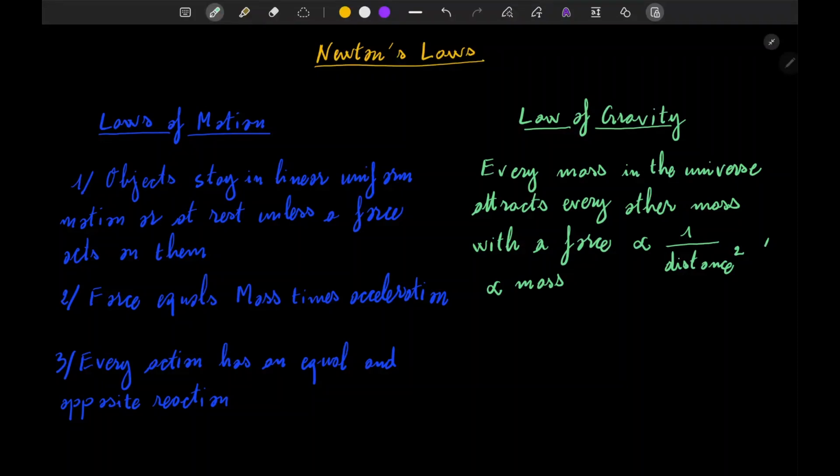The first law of motion: objects stay in linear uniform motion or at rest unless a force acts on them. The second law states that the net force equals mass times acceleration. Third, every action, which is a force, has an equal and opposite reaction, which is also a force. The law of gravity, or the universal law of gravitation, asserts that every mass in the universe attracts every other mass with a force inversely proportional to the distance squared and proportional to the masses.